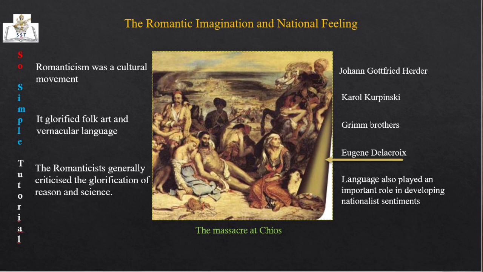Eugene Delacroix was an important French romantic painter. You can see the painting named The Massacre at Chios. Through this painting, he depicts the incident when 20,000 Greeks were said to have been killed by the Turks on the island of Chios. Through his painting, he is trying to appeal to the emotions of the spectators and create a sympathy for the Greeks.